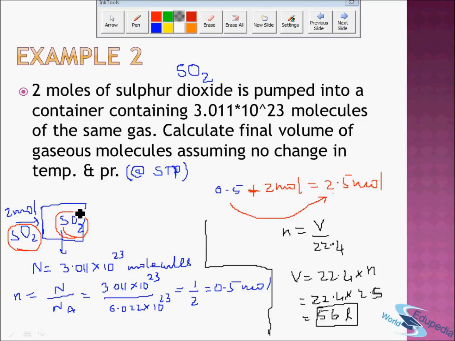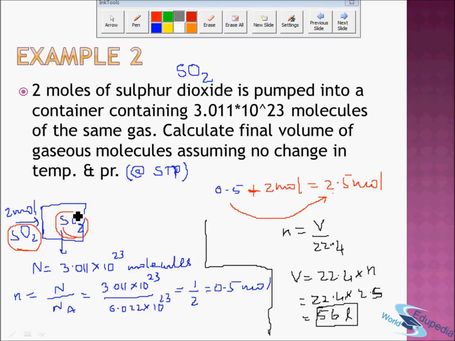Okay, this will mean that the volume of the container was not fixed in this case, because I have increased moles at the same temperature and pressure, so volume has to increase. There is no other option, otherwise you won't be able to pump in the 2 moles of gas, it won't go in. So hence volume has to increase, and volume increased from some initial value to 56 liter.